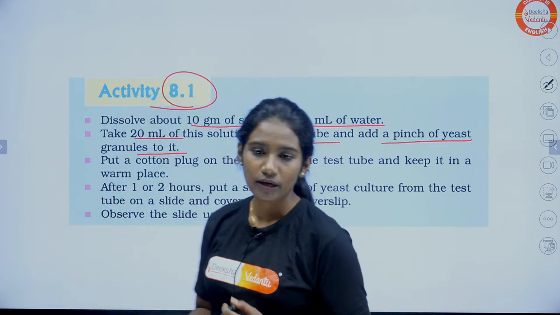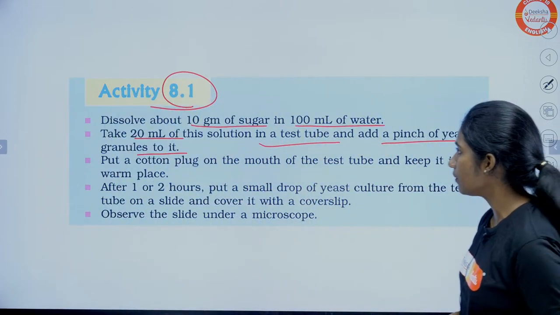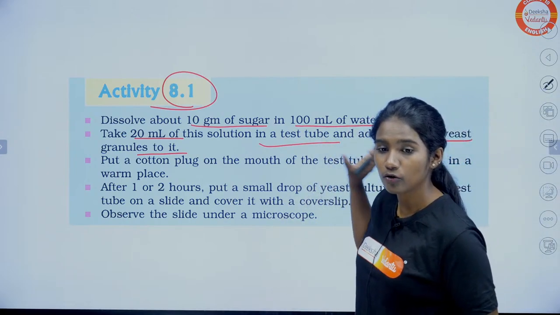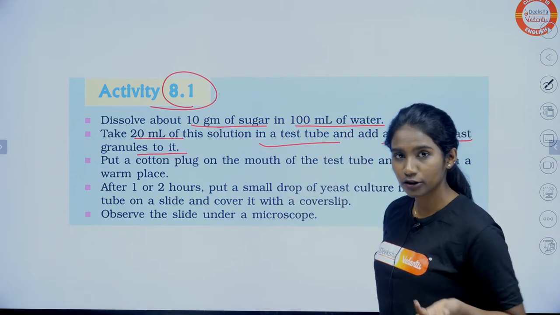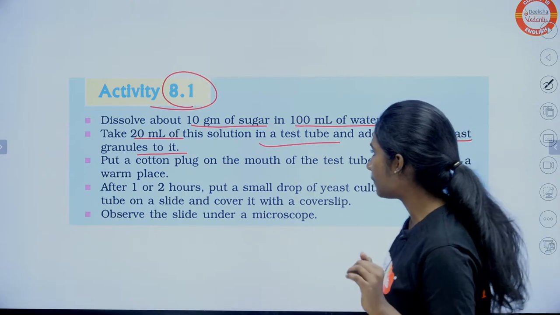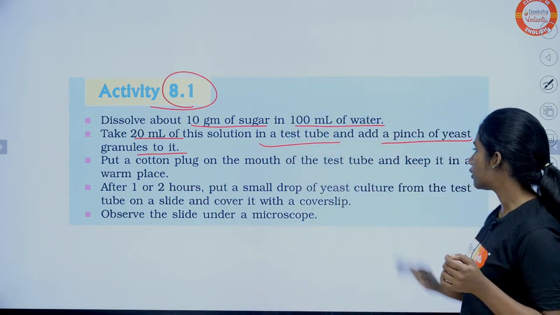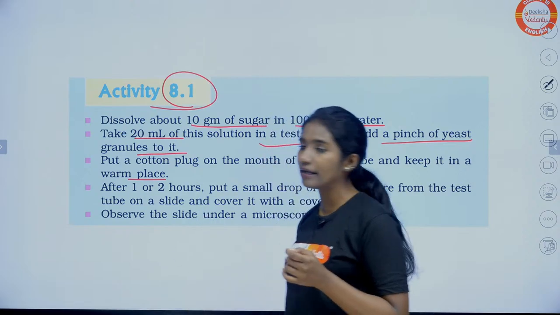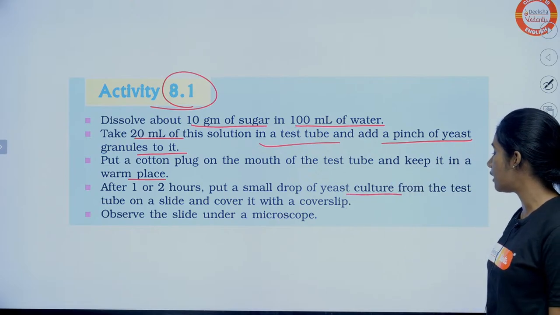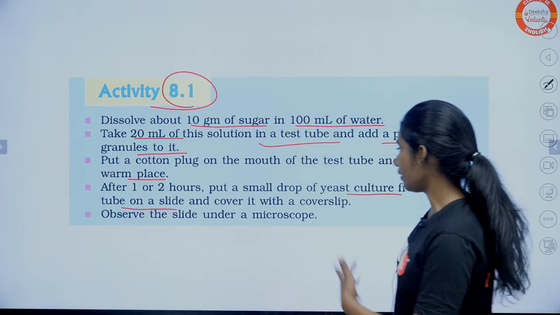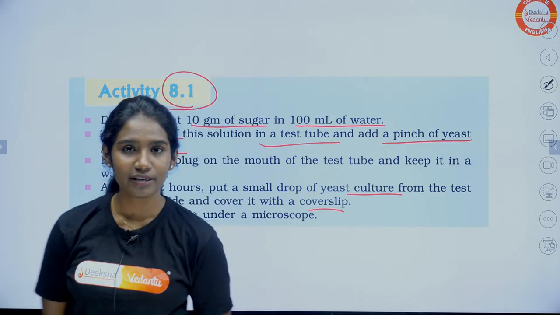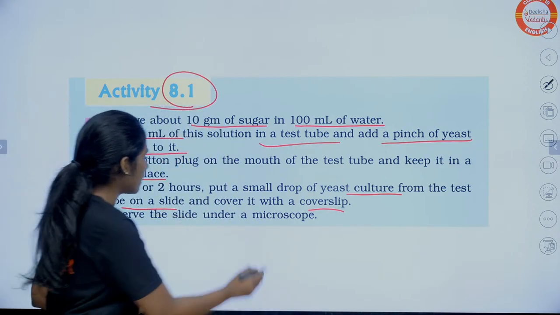Okay, so now we'll start with this activity, students. Like I told you, this is the first activity from the How Do Organisms Reproduce chapter. We are preparing a sugar solution, and to that we are adding yeast granules. Now, put a cotton plug on the mouth of the test tube and keep it in a warm place. After 1 or 2 hours, put a small drop of yeast culture from the test tube on a slide and cover it with a cover slip. You're welcome, Lavanya. And then observe the slide under a microscope.